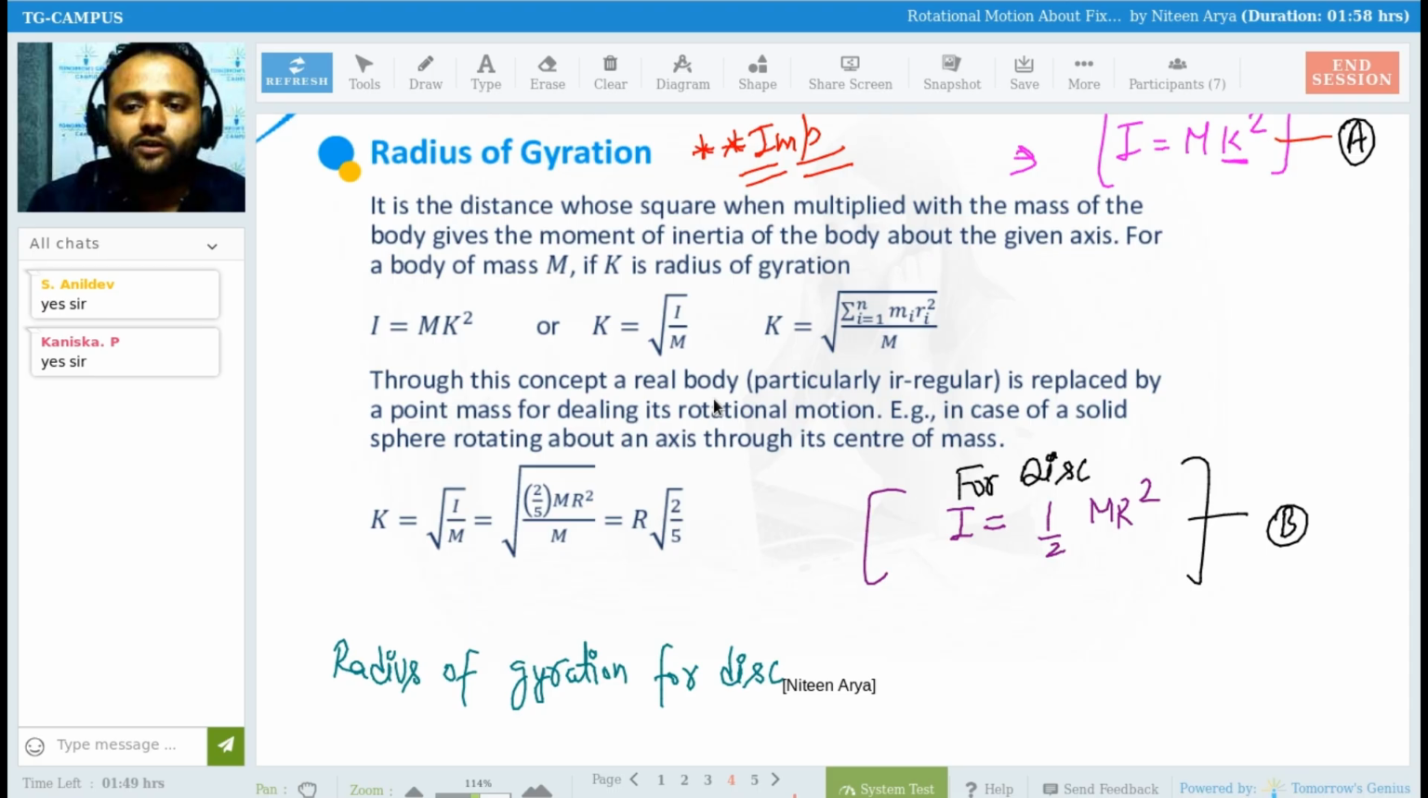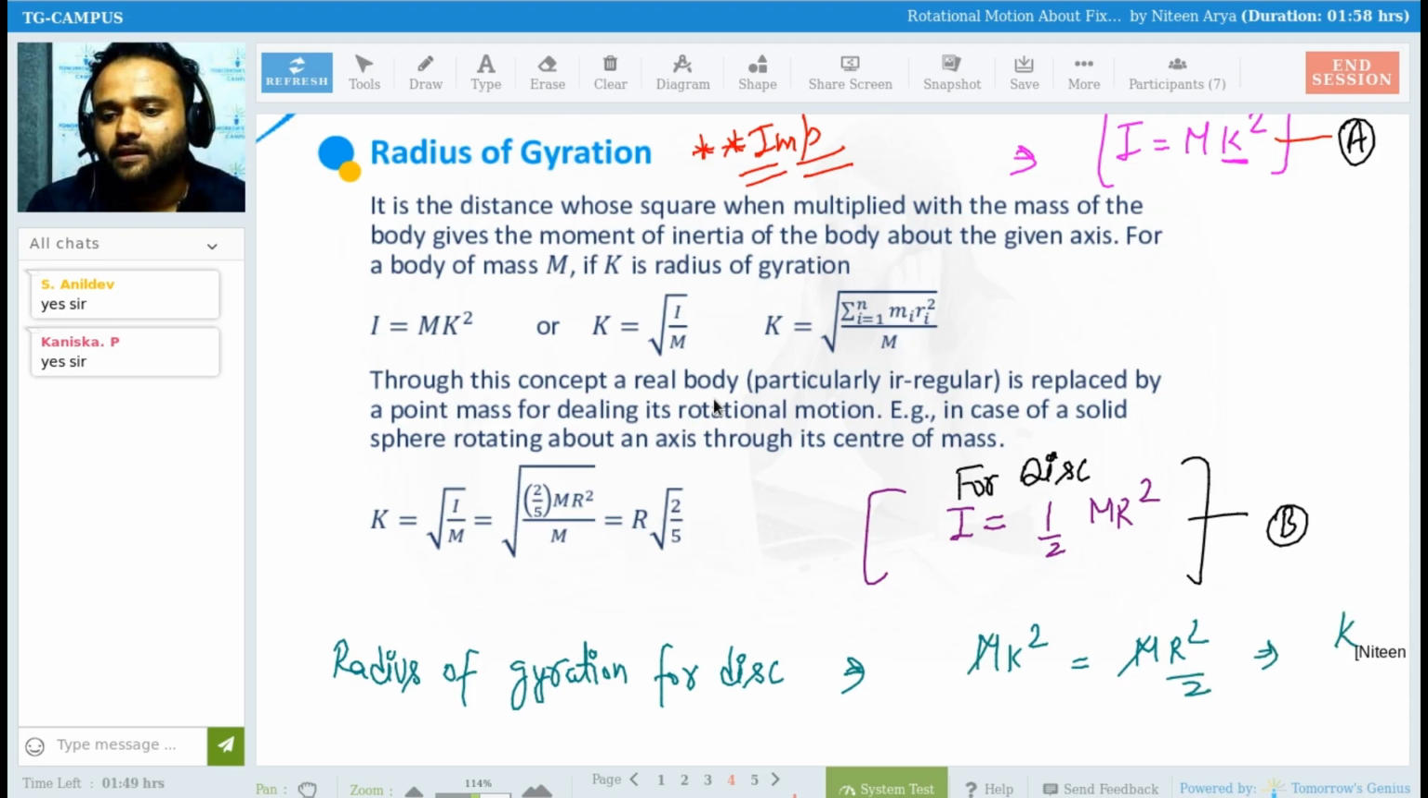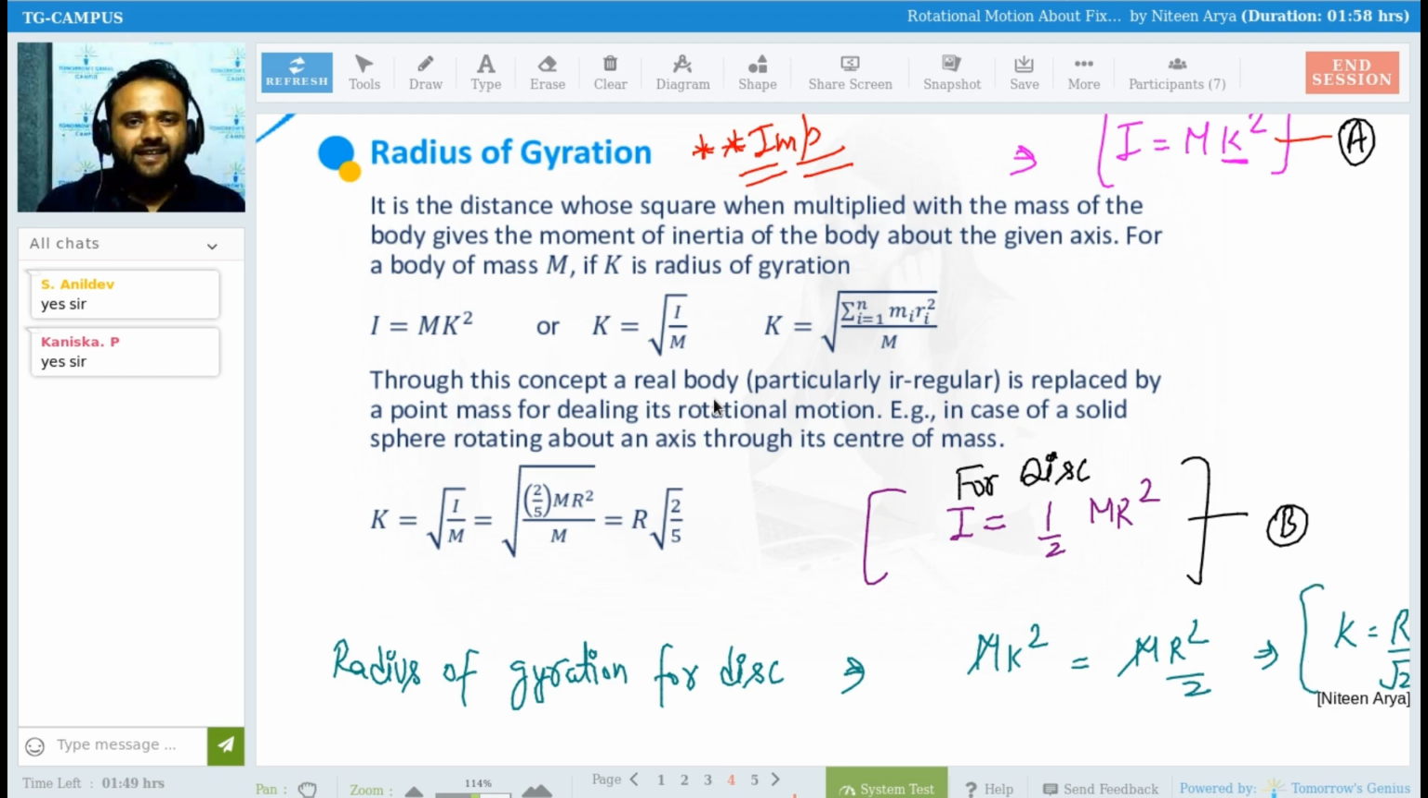If the left hand side of equations A and B is going to be equal, then automatically the right hand side is going to be equal, so mk square equals mr square by 2. The m is going to cancel out, and then k is nothing but r by root 2. And this r by root 2 is the radius of gyration for what? For a disk. Is this clear, everyone?